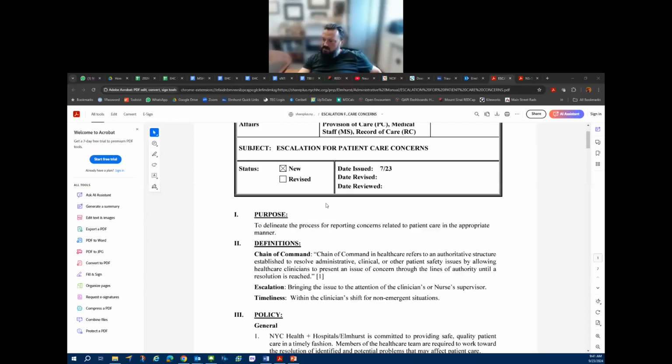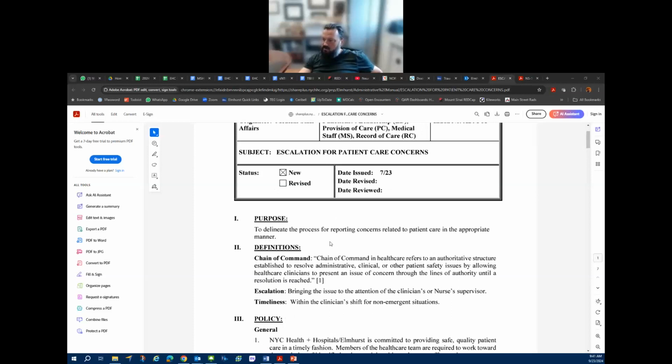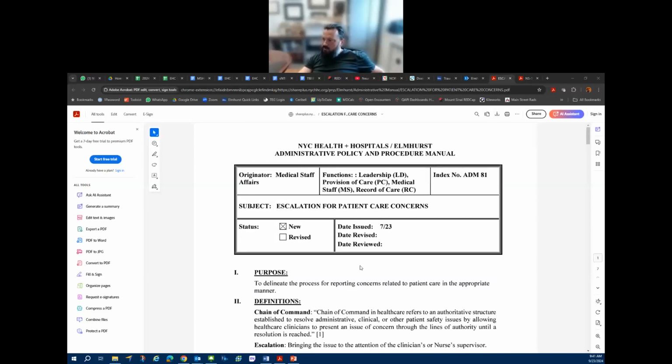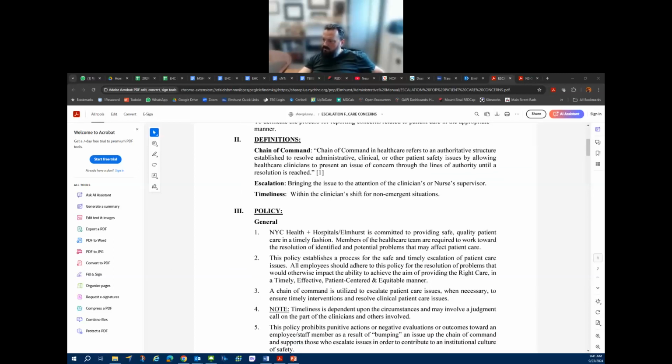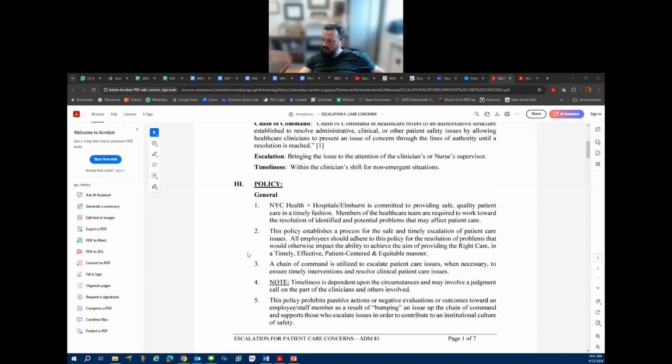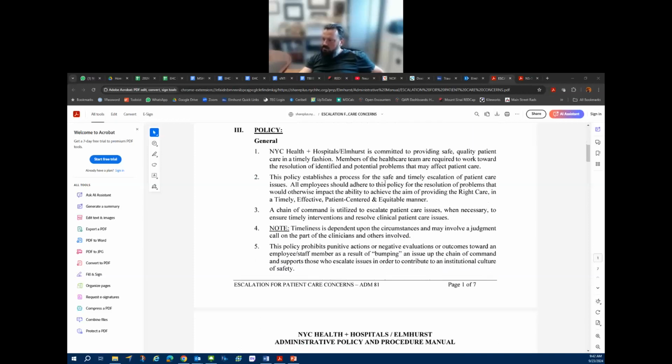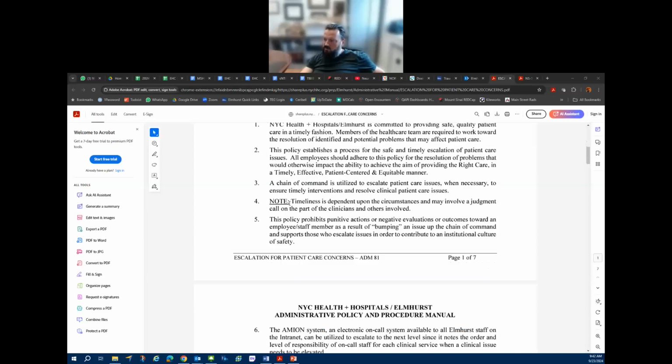We have a little bit more specific criteria in our departmental policy, but everybody should read both of these. In terms of the one from the main hospital, it basically says that the protocol establishes safe and timely escalation of patient care issues. All employees should adhere to this policy for resolution of problems that would otherwise impact the ability to achieve the aim of providing the right care in a timely, effective, patient-centered, and equitable manner.